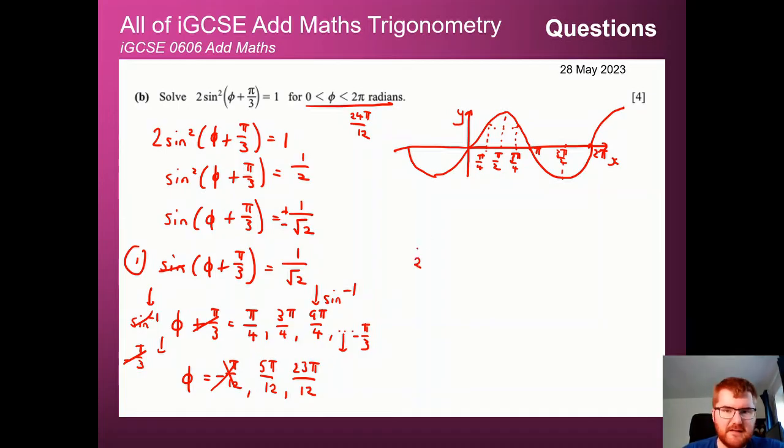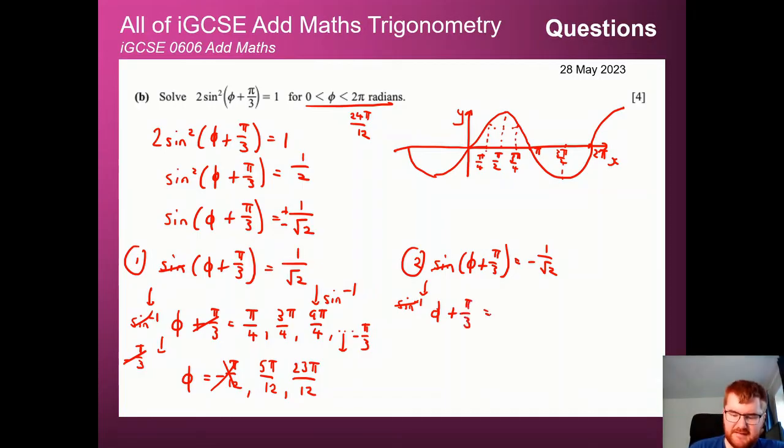And now let's look at the negative. So we have sine of phi plus pi over 3 is equal to negative 1 over root 2. So again, if we do inverse sine on both sides, we get phi plus pi over 3. Let's see what our calculator gives us here with the negative version. So we get minus 1 over root 2.